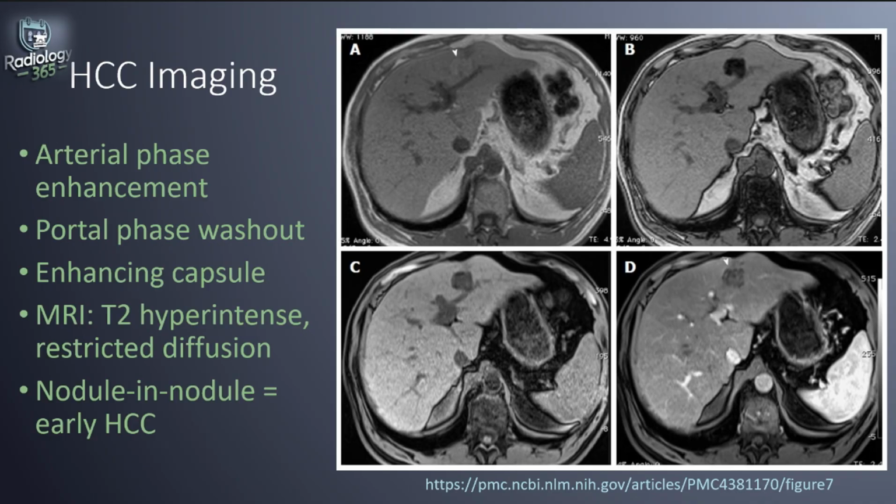So in these images, we have a large fat-containing hepatocellular carcinoma. A is an in-phase and B is an opposed phase image. C is a gradient echo T1 weighted pre, and D is a post-contrast fat suppressed 3D gradient echo T1 weighted image during the late hepatic arterial phase.